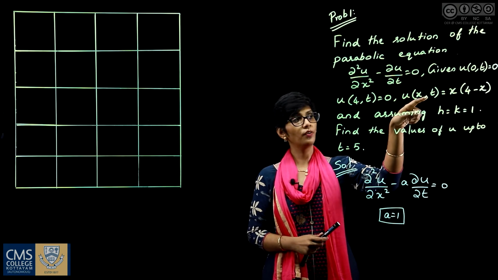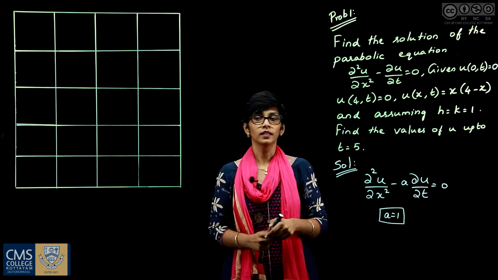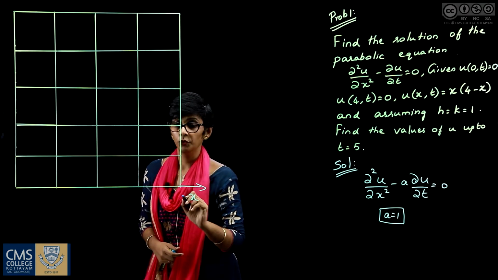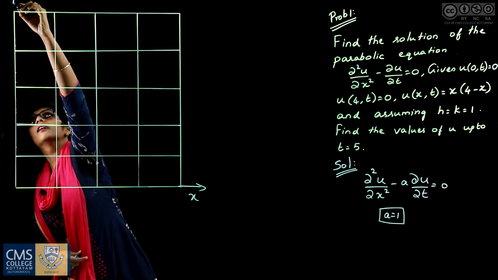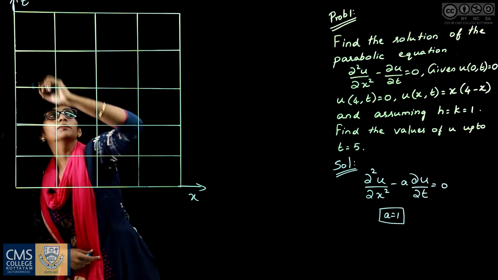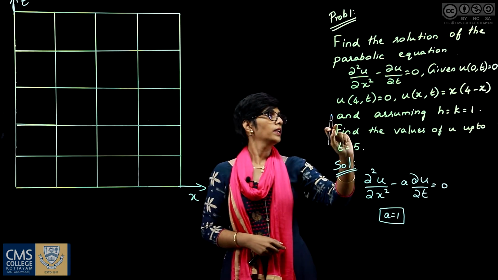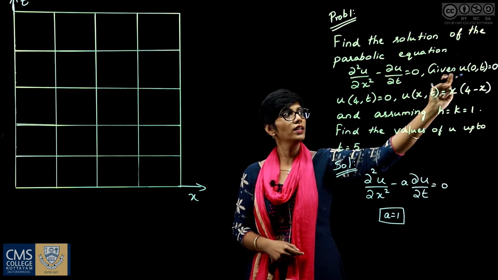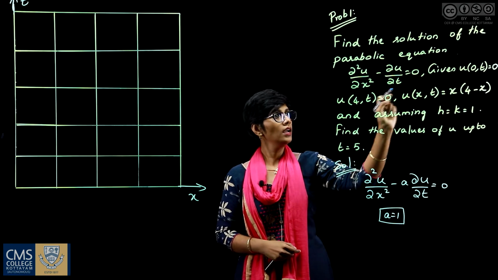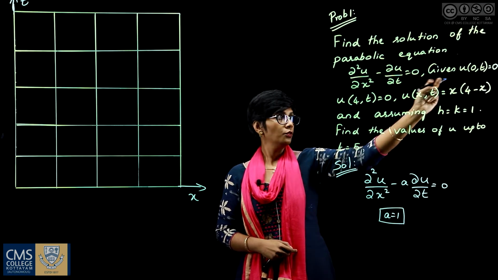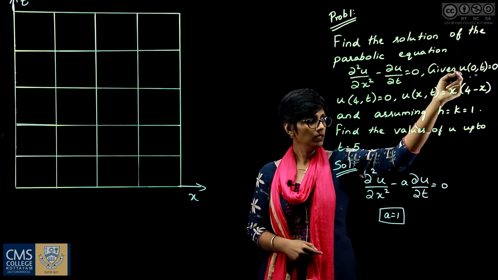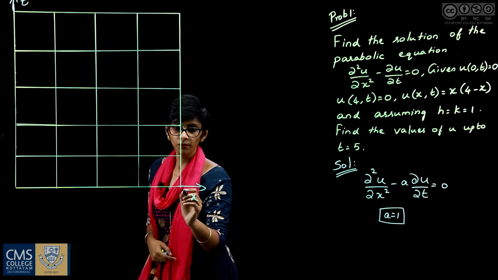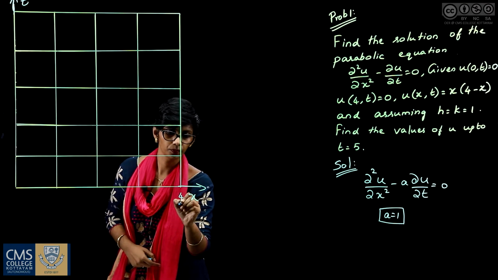Also, we have to find the intervals. Here this is the x axis, the position, and this is the time axis t. x has limits from 0 to 4, because it is given that u(0,t) = 0 and u(4,t) = 0. The first value is x, this is (x, t). So x has values from 0 to 4, and the maximum value for x is 4.